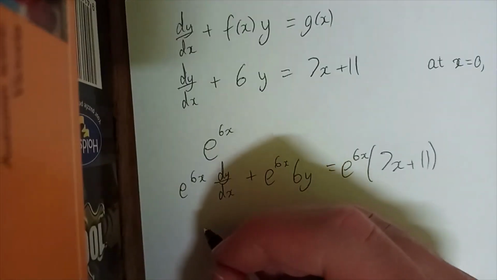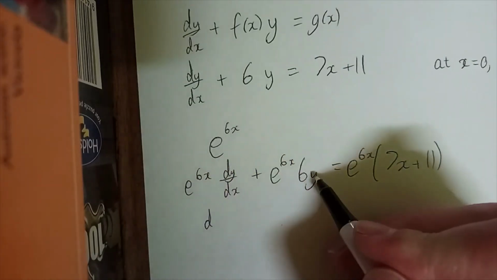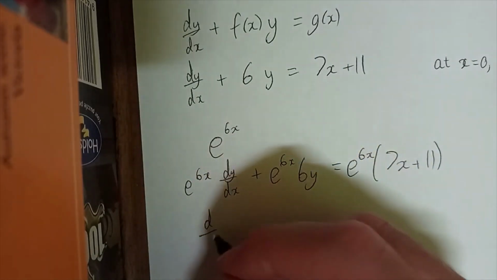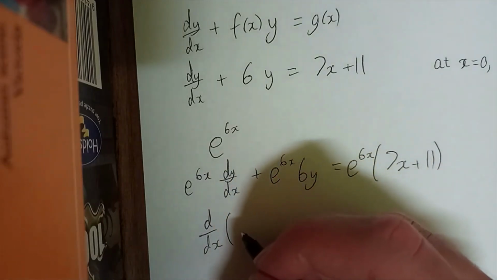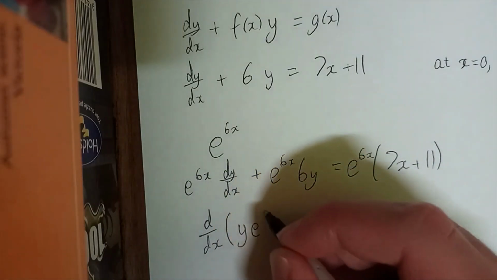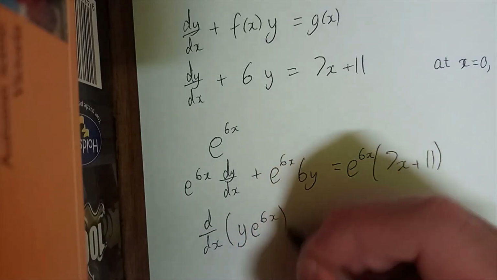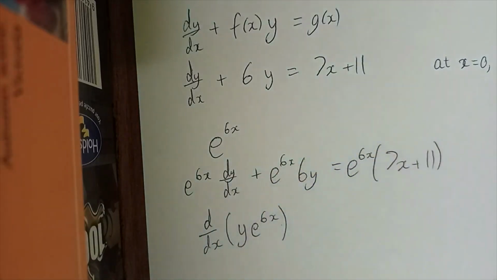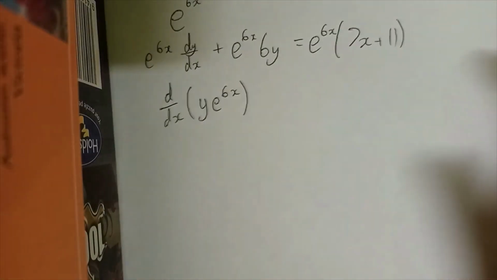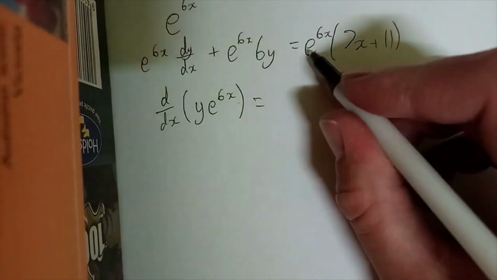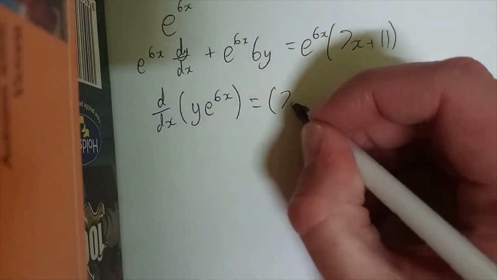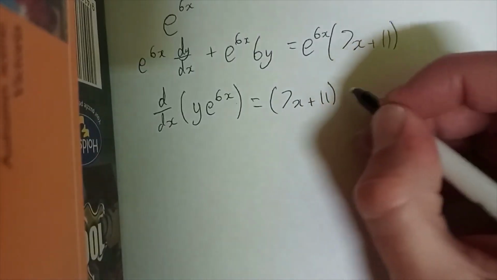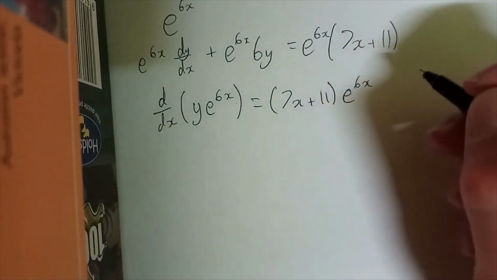And now again, this expression here on the left is identical to d dx of y times e to the 6x. And again, you can check that for yourself. So this is equal to this expression on the right. I'll just write this around the other way: 7x plus 11 times e to the 6x.